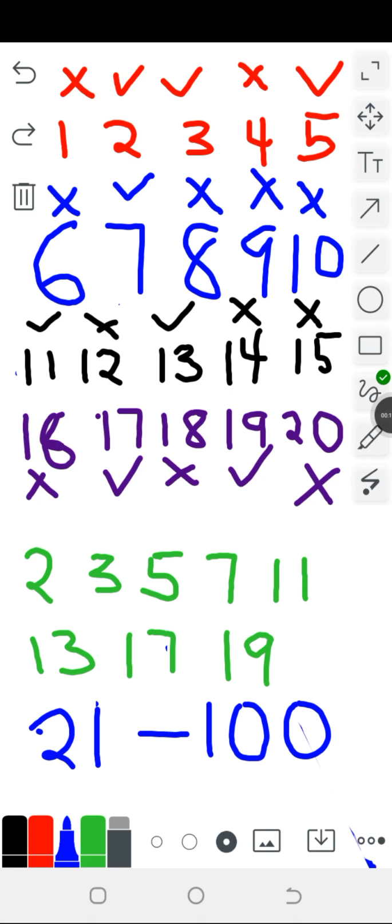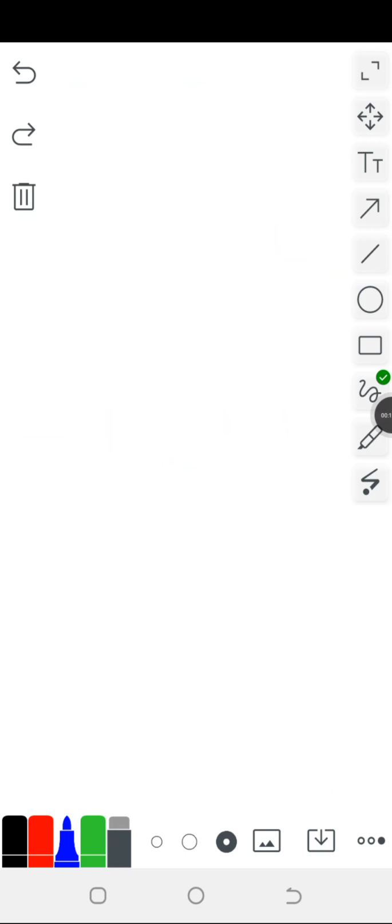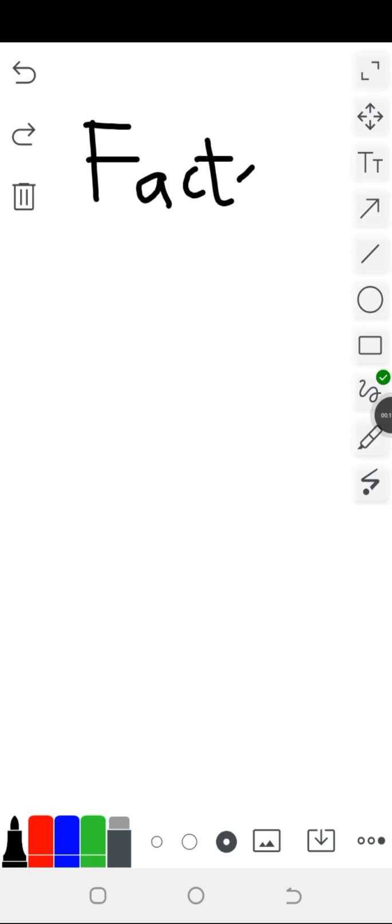Our next talking point after this is what we call factors. Factors. Now, in the real sense, numbers that can be broken down into prime numbers, we call them prime factors. Prime factors. What are prime factors?